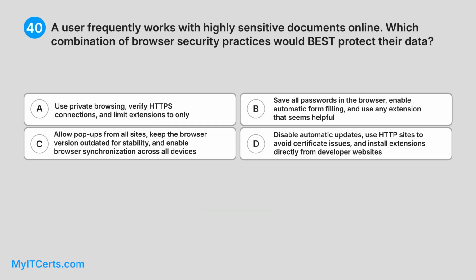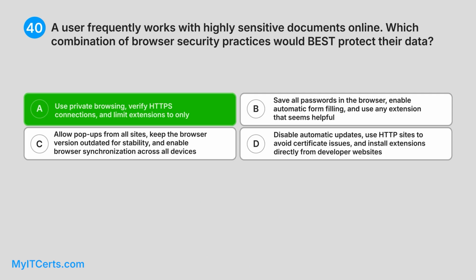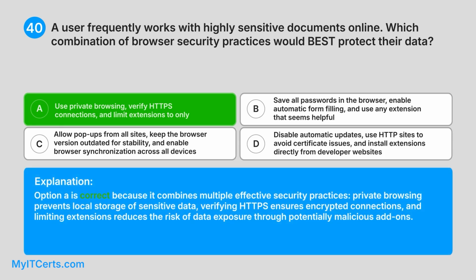Correct answer. A. Use private browsing, verify HTTPS connections, and limit extensions to only essential ones from trusted sources. Explanation. Option A is correct because it combines multiple effective security practices. Private browsing prevents local storage of sensitive data. Verifying HTTPS ensures encrypted connections, and limiting extensions reduces the risk of data exposure through potentially malicious add-ons.